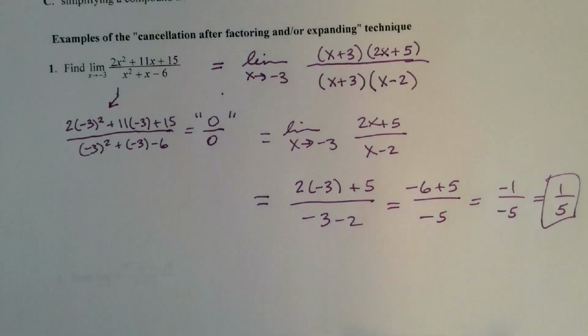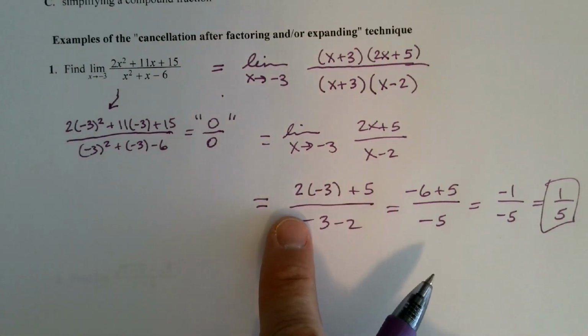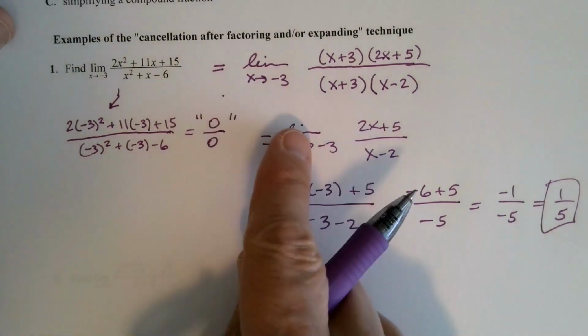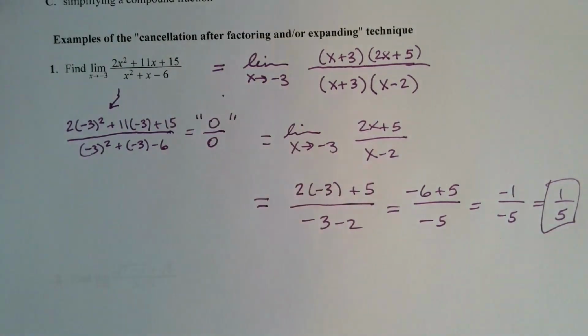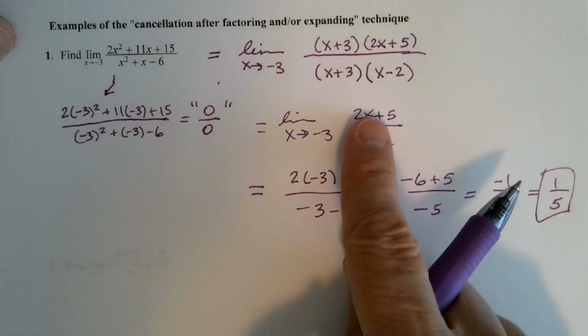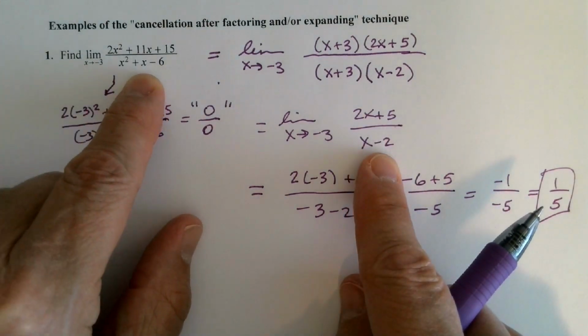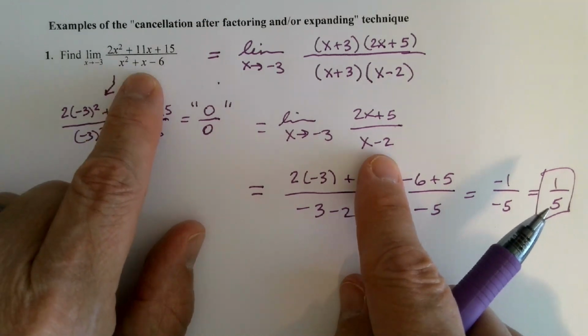I get 1/5. Notice again, I don't write the limit sign anymore. Once you plug in x equal -3, there's no need to write the limit sign anymore. But you do need to keep that limit sign until you do the direct substitution. So the function (2x + 5)/(x - 2) is exactly the same as our original function for all values of x except x equal -3.